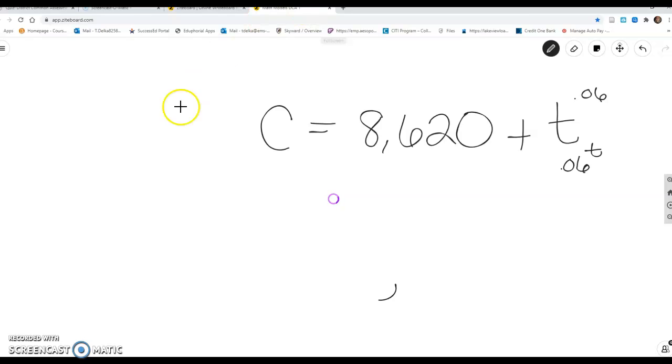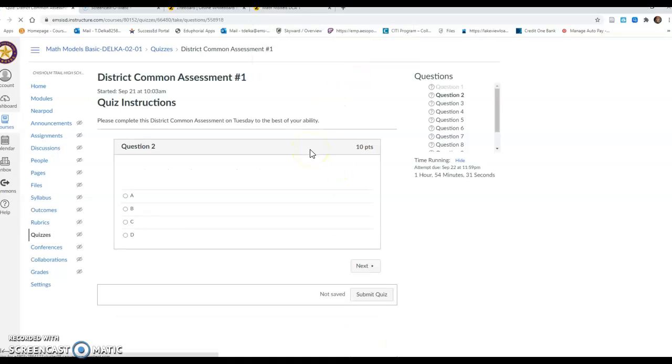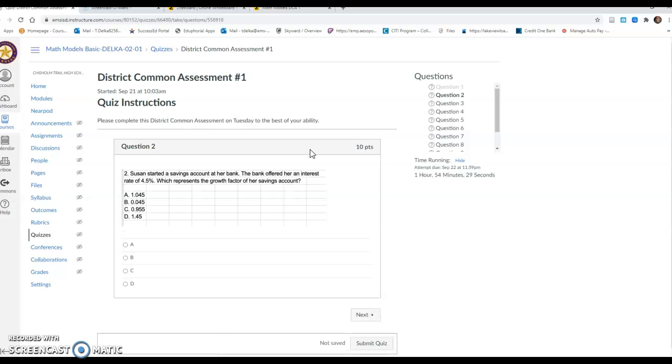I also have the answer key just in case, because again, Ms. Delka is not perfect, and we have not gone over exponential functions, so I'm not even going to pretend like I know what I'm talking about all the time. Okay, so here we have C equals 8,620 to the T power, because T will be time, and it's going to increase at a rate of 0.06 per year for the next few years, and basically until the motorcycle is paid off. So there you go for that one. We're not going to answer it. We're just going to move on from it. There's 10 questions total, so this hopefully doesn't take too long.